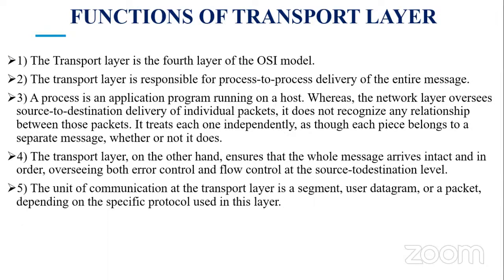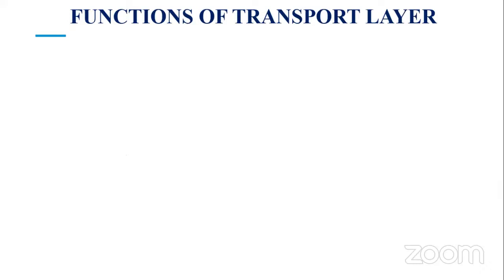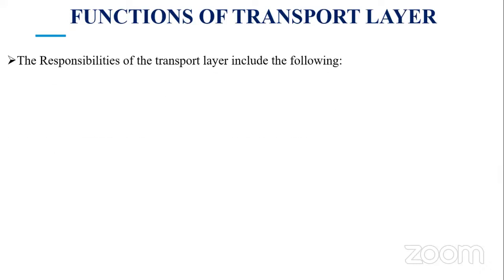The unit of communication at the transport layer is called a segment, user datagram, or a packet. From the network layer, it will be called a packet. Once the IP addresses of source and destination are added to the data, then that will be called a packet. That packet will be sent to the transport layer.